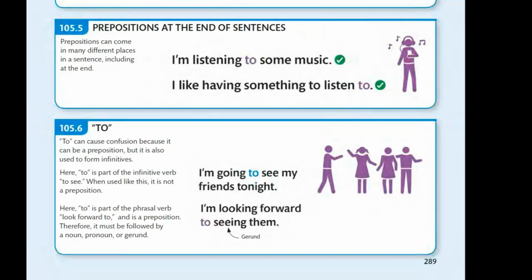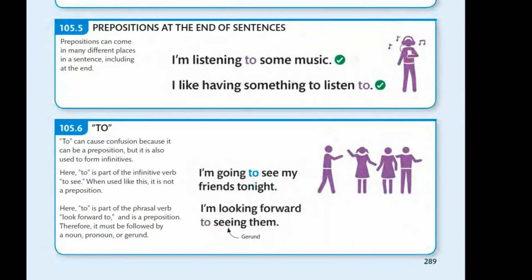But in this case here, to is part of a phrasal verb, look forward to, and is a preposition. Therefore, it must be followed by a noun, a pronoun, or a gerund. I am looking forward to seeing you. That's a gerund. It's correct. I am looking forward to meeting you. So it's followed by a gerund.